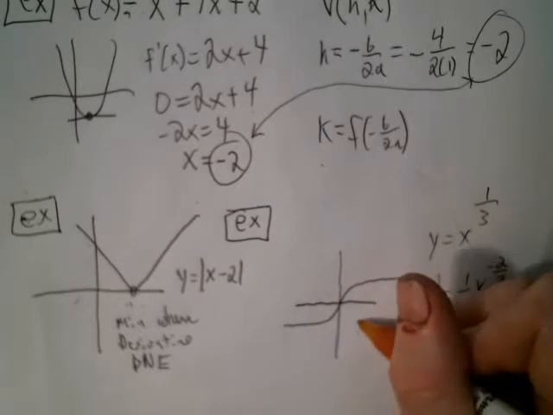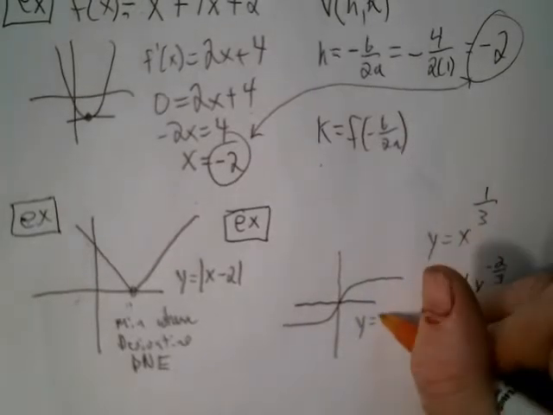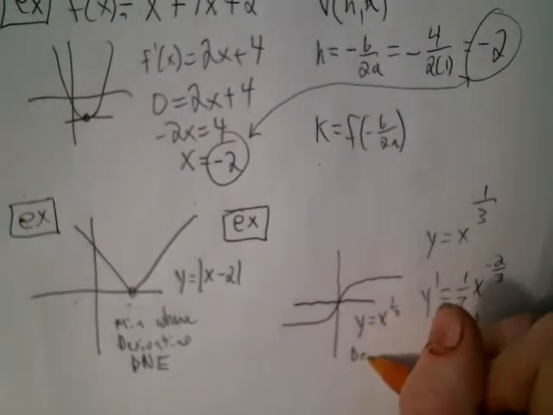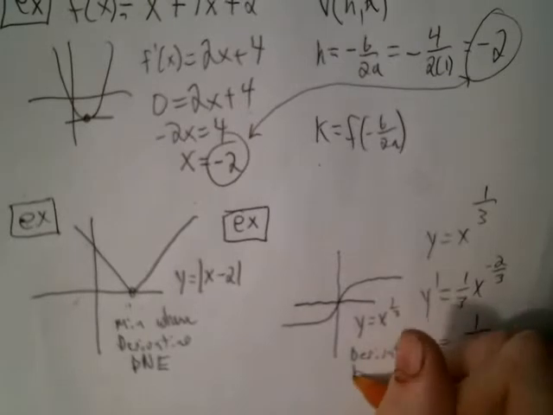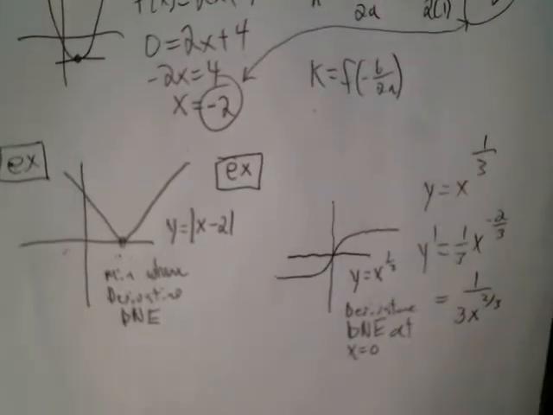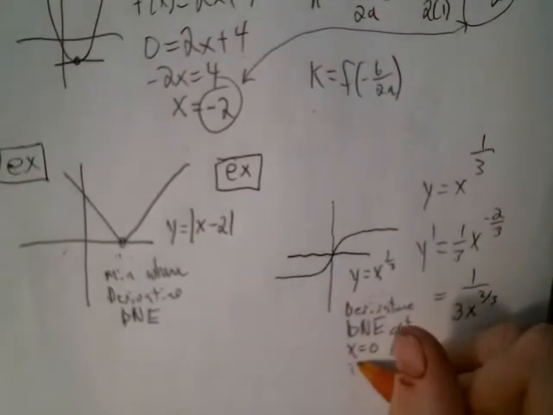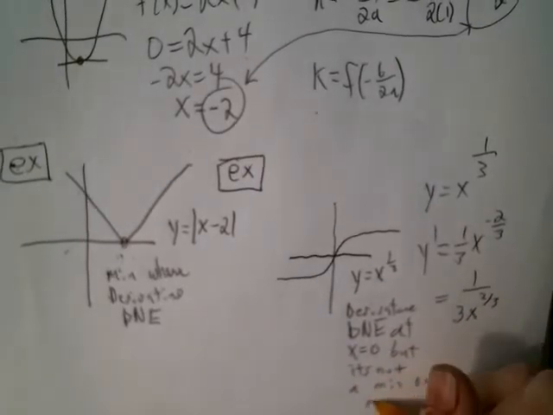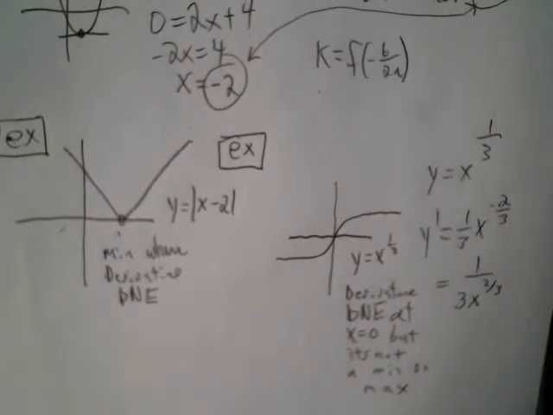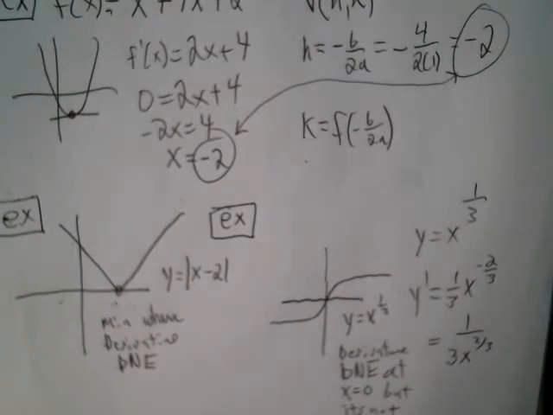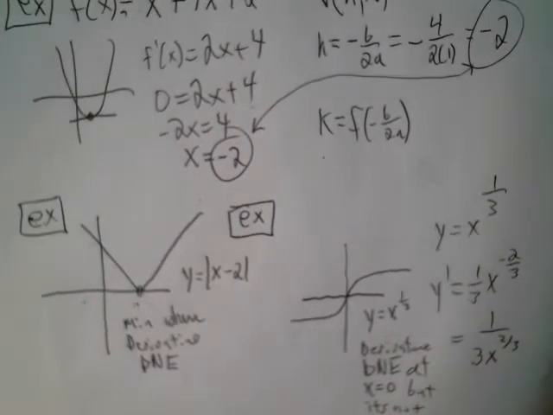So here, this is like y equals, well, I guess I already wrote it, x to the 1/3. The derivative does not exist at x equals 0, but it's neither a min or a max. That being said, the one prerequisite that you have to have for a max or a min is that the thing has to be defined. If it's not even defined, then all this other business goes up in smoke.